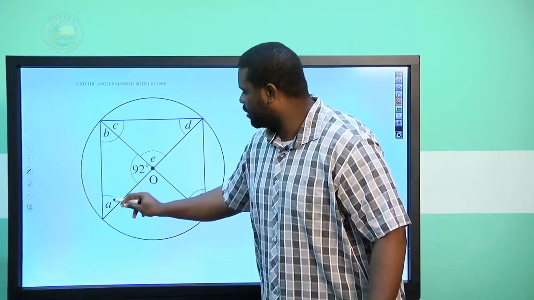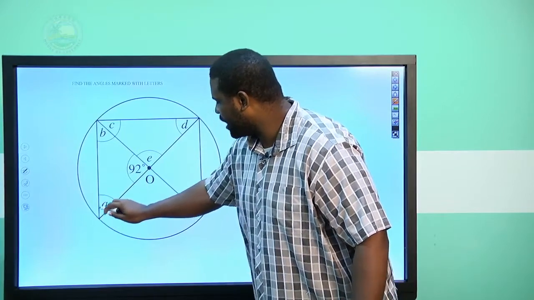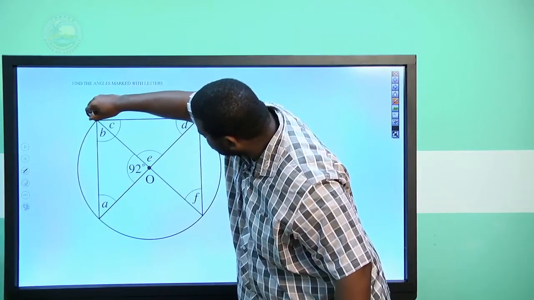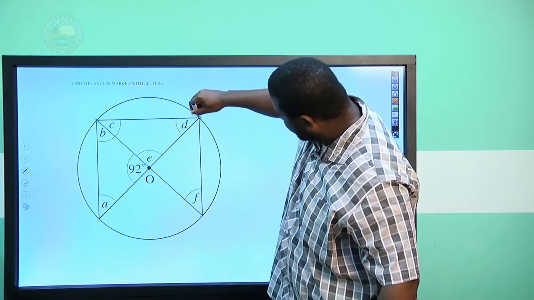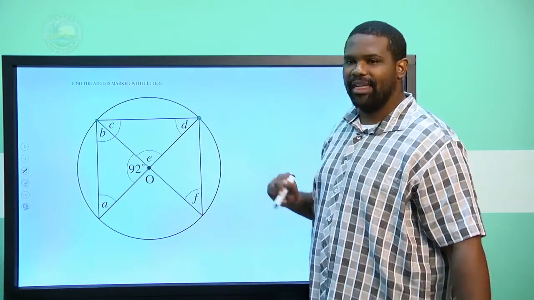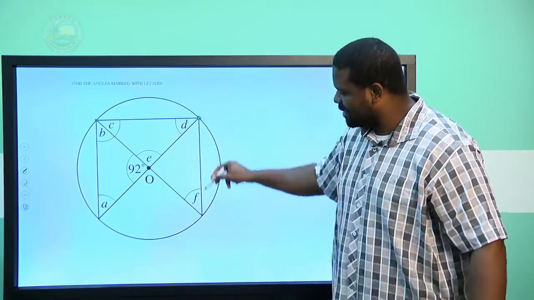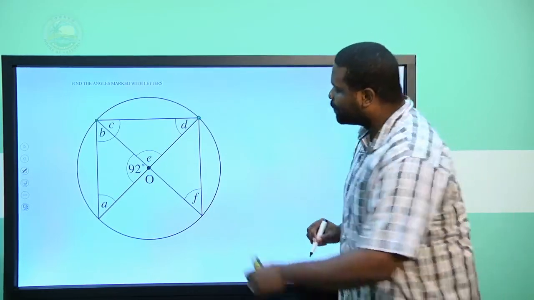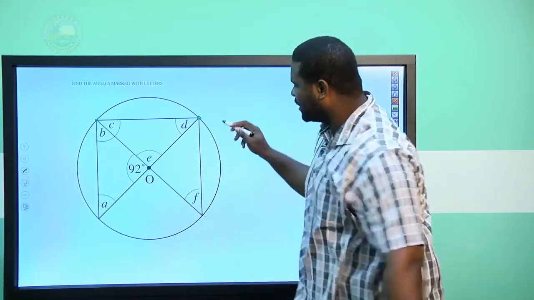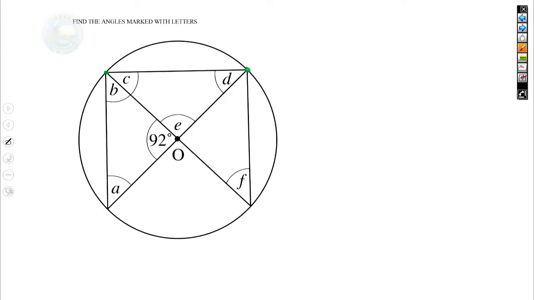So here we have A. What chord is subtending angle A? Let's trace it back. So A is coming from this point and that point. Now, is there any other angle being subtended by that chord? Well, angle F is being subtended by that chord. And if two angles are being subtended by the same chord at the circumference in the same segment, we know that they are going to be equal, okay? So let's write that. So we know that A will be equal to F, and why?